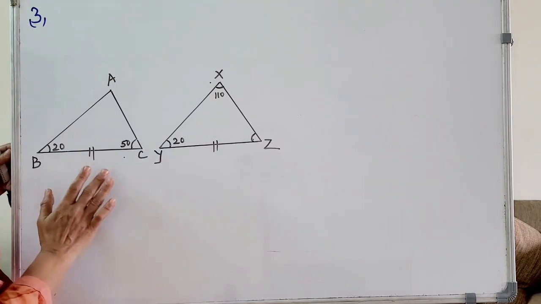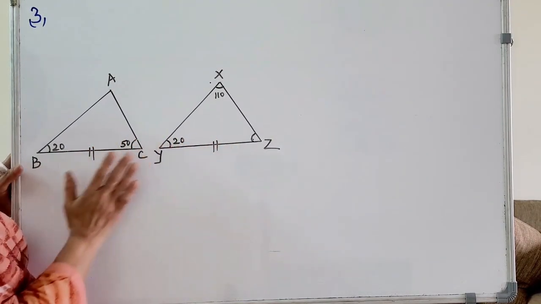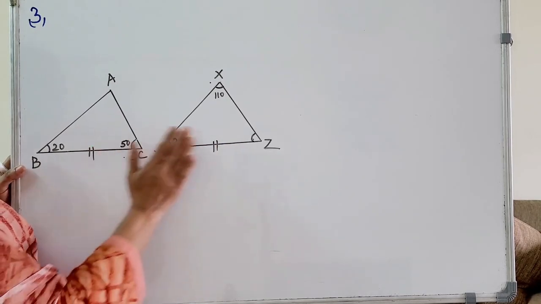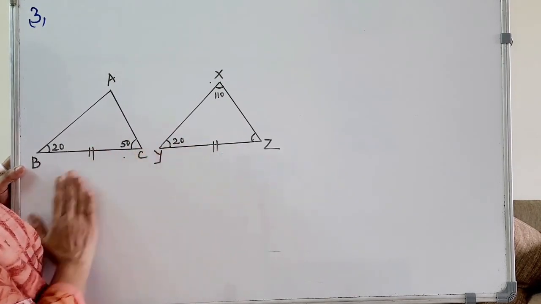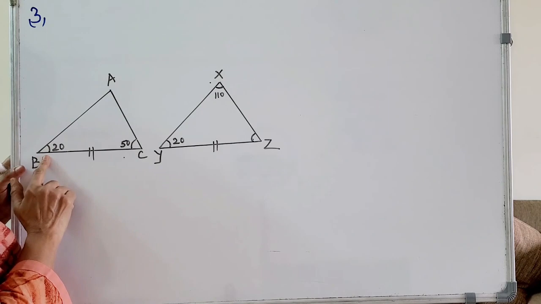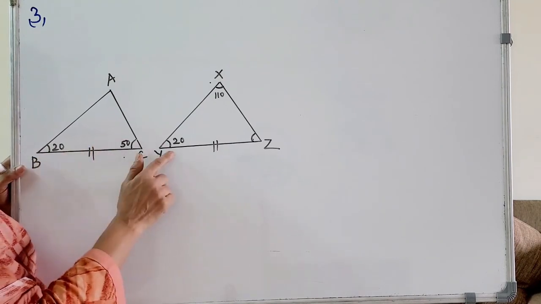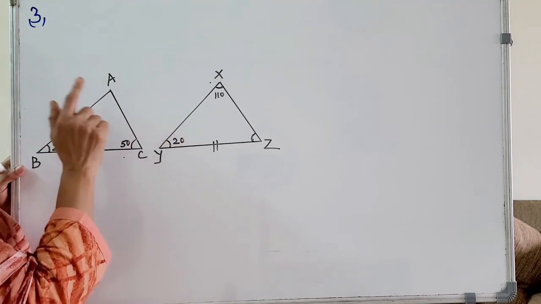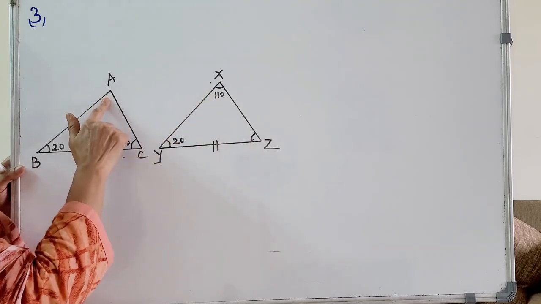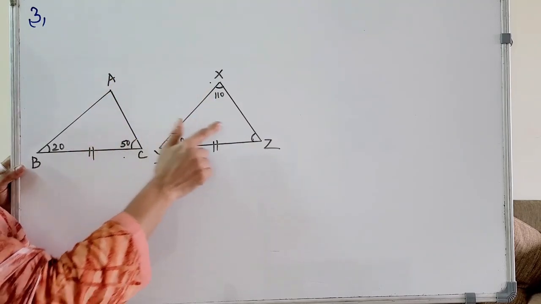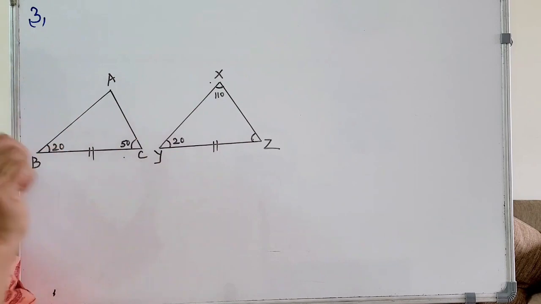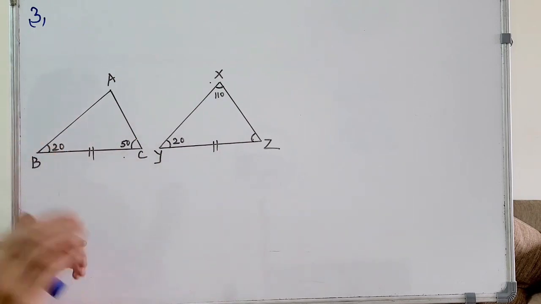Now look at these triangles, whether they are congruent or not. How will you decide whether these two are congruent? One angle B is given 20, Y is given 20. Here it is 110, here it is not given. Here it is 50, Z is not given. How do you decide whether the triangles are congruent?